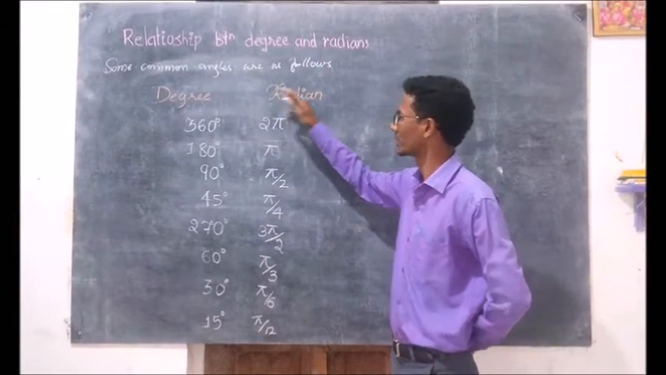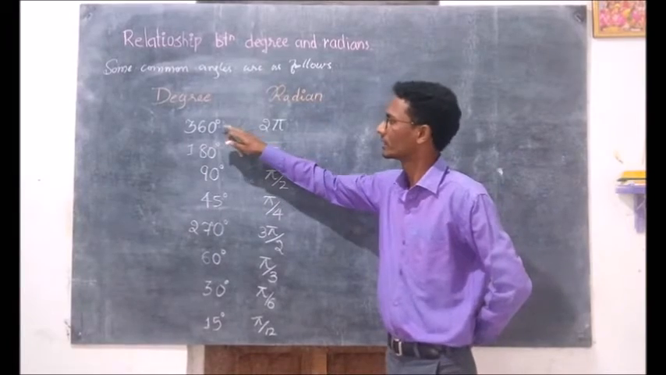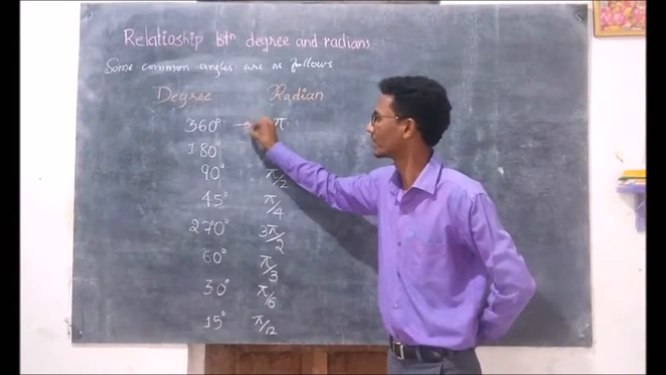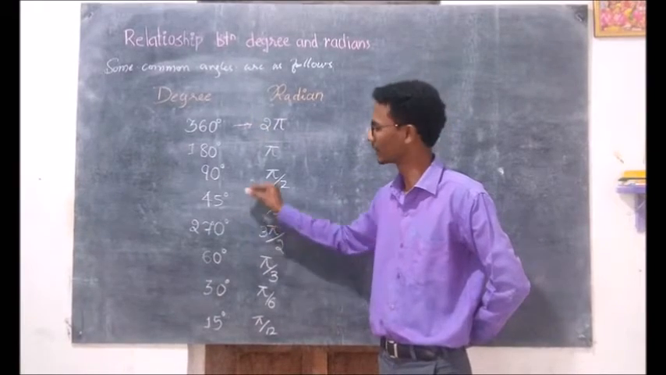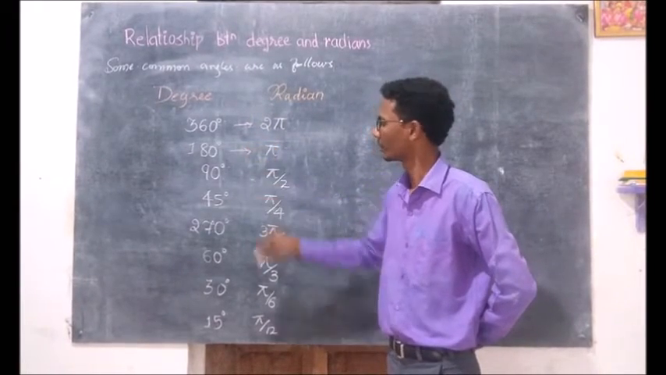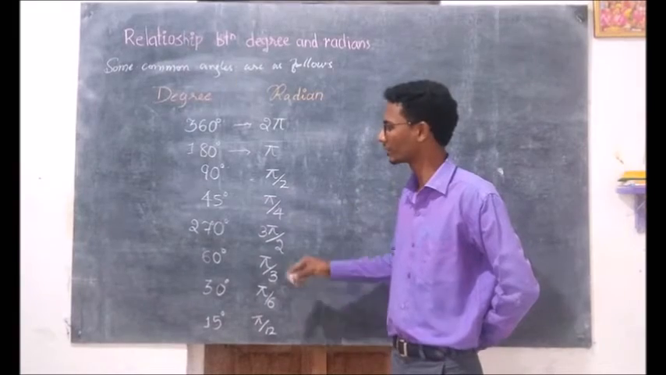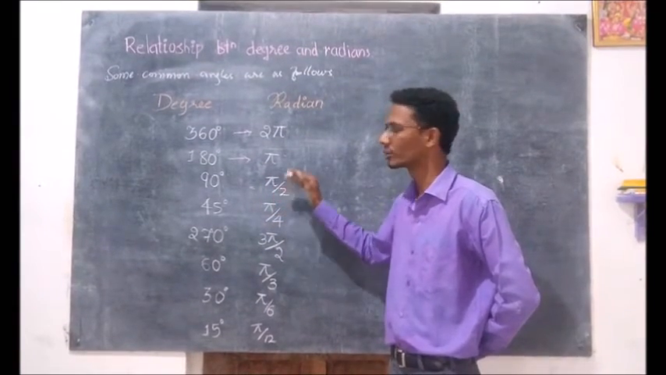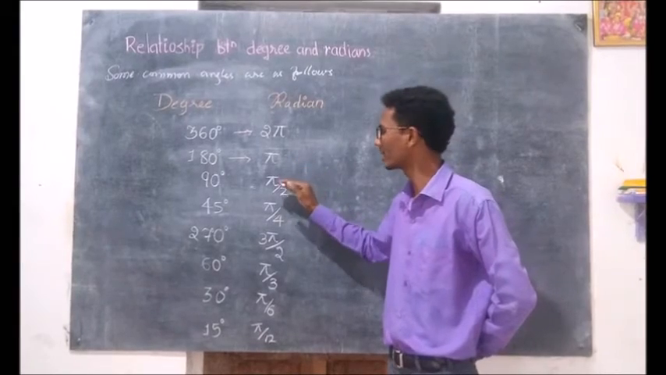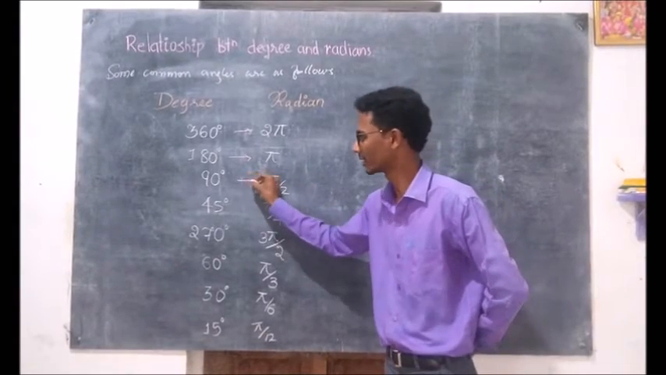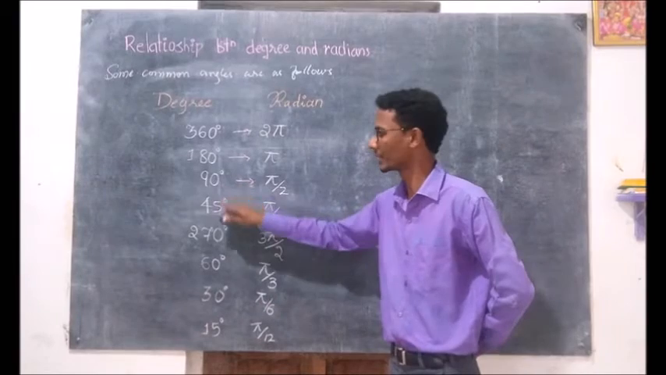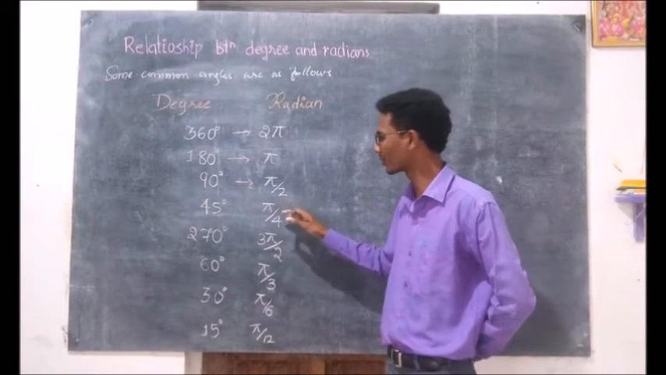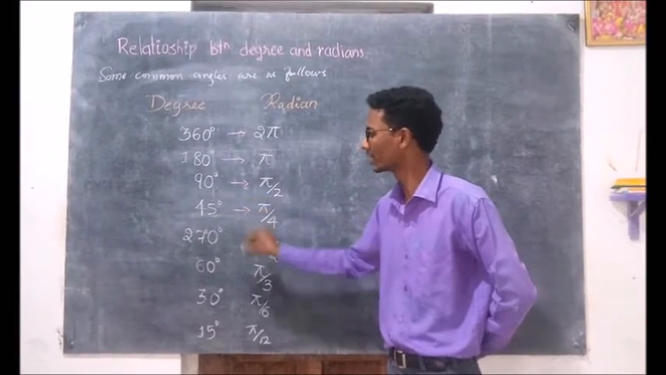When we compare the degrees and the radians, some common angles are as follows. I will write them in degrees and radians separately. 360 degrees, we know it is equal to 2 pi radians. In the similar way, 180 degrees is pi radians. Half of 180 degrees is 90 degrees, that would be half of pi radians, that is pi by 2 radians. Similarly, half of this, that is 45 degrees, equals half of pi by 2, that is pi by 4 radians.